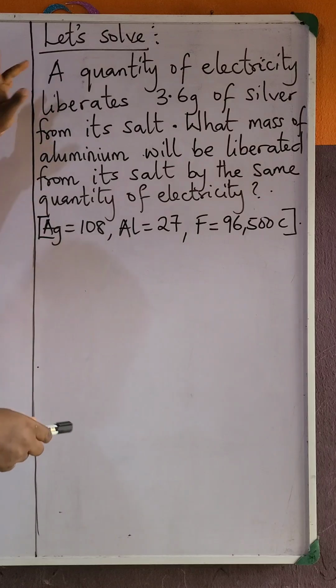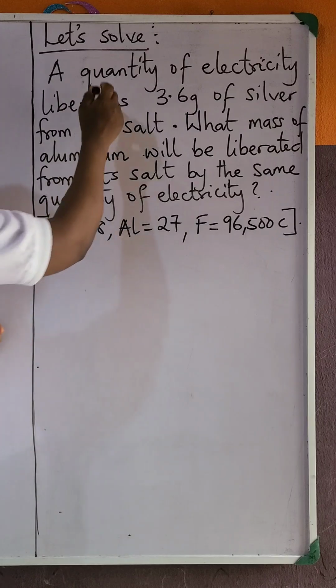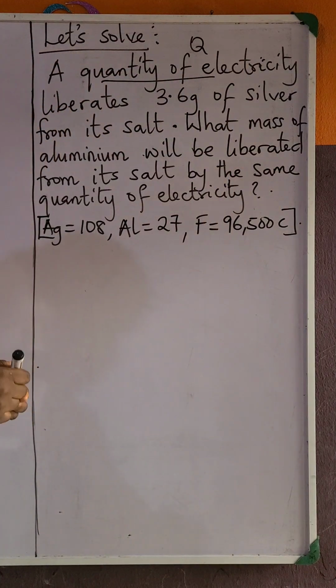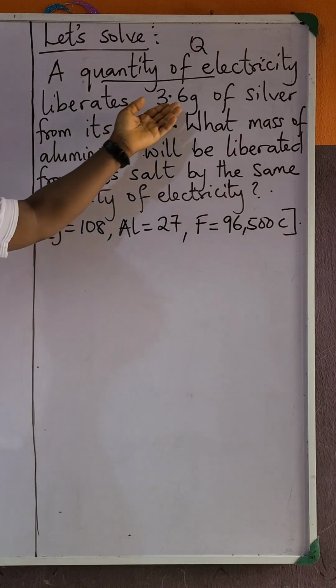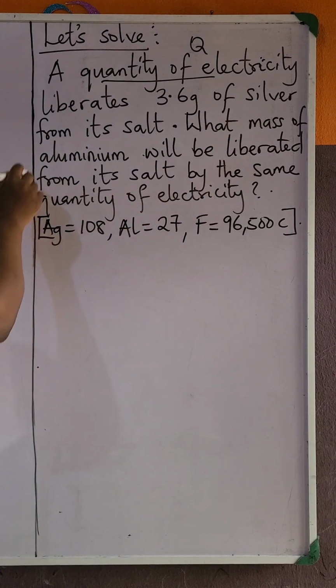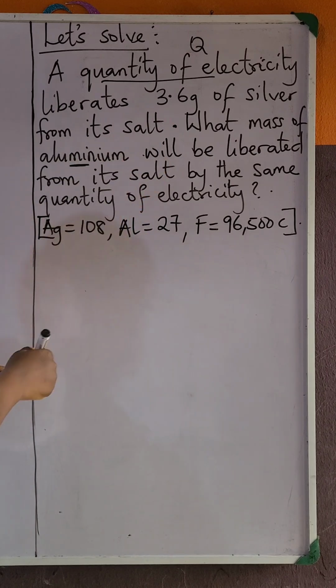Let's solve. A quantity of electricity liberates 3.6 grams of silver. A quantity of electricity, Q. You don't know that quantity of electricity. It liberates 3.6 grams of silver, which is the mass of silver, from each salt. What mass of aluminium will be liberated from each salt by the same quantity of electricity?